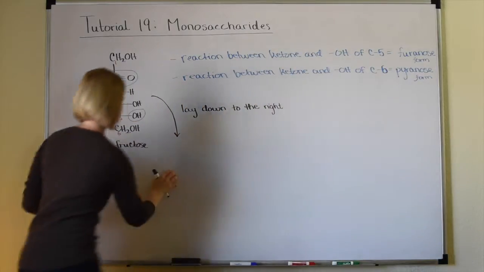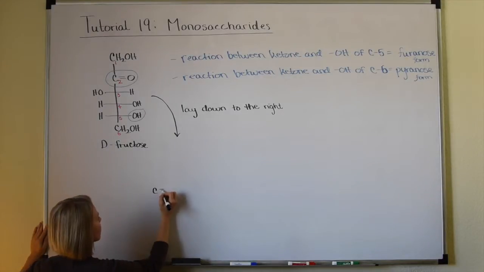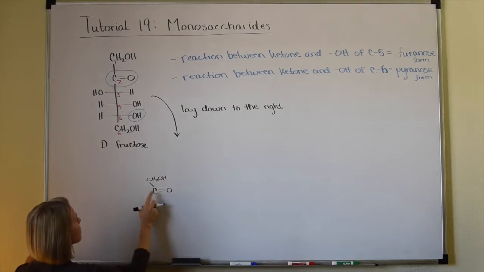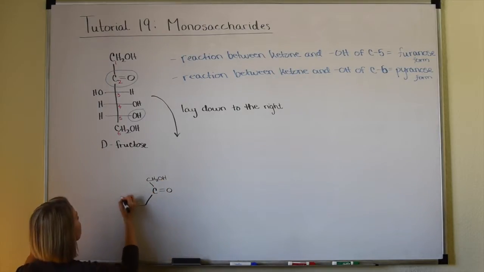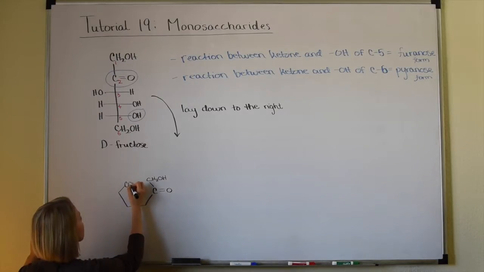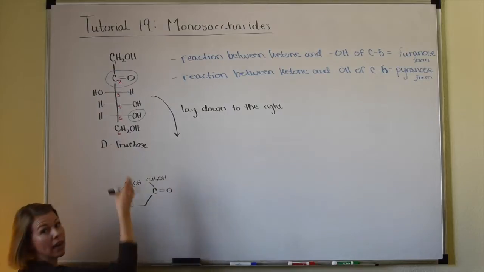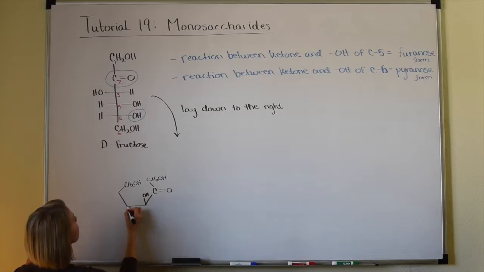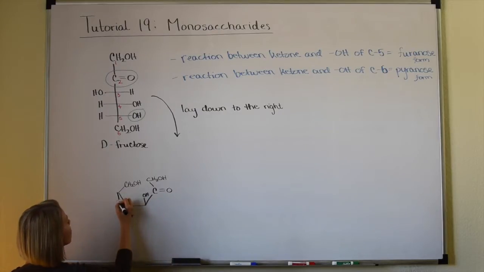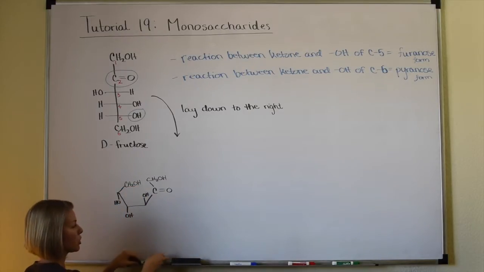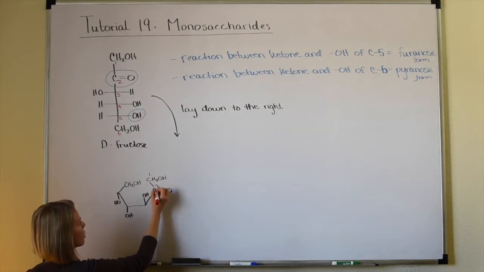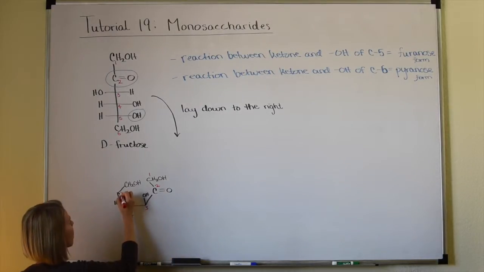Okay, so let's draw that down here. I've got my ketone, which has a CH2OH. So C1, C2, C3, C4, C5, C6, which is CH2OH. My hydroxyls then are pointing up at C3, down at C4, and down at C5. That's a little bit messy. Okay. All right, I'm going to number my carbons so that we don't lose track of things. 1, 2, 3, 4, 5, 6.